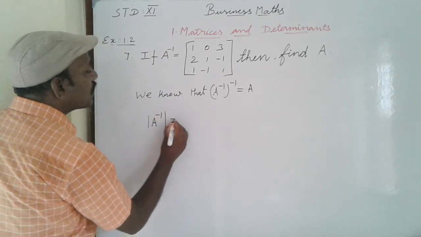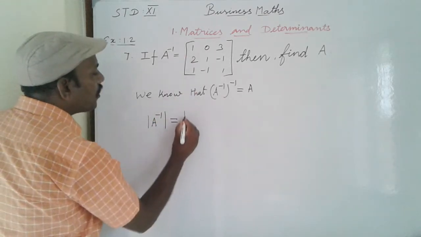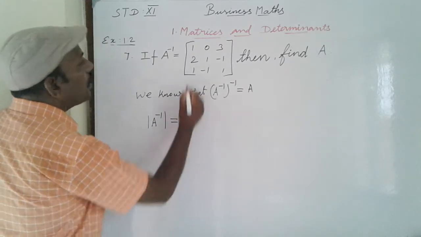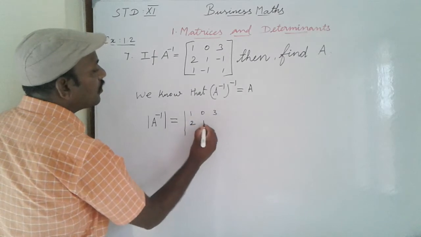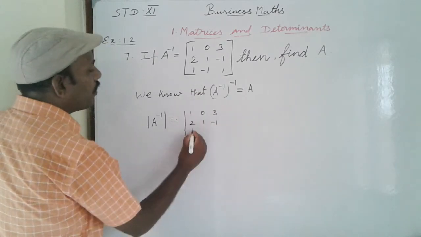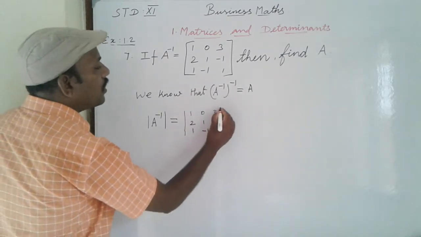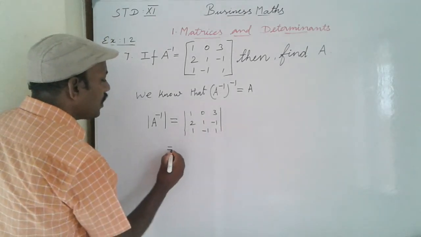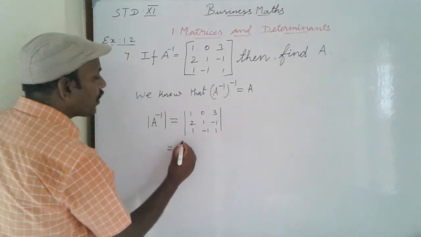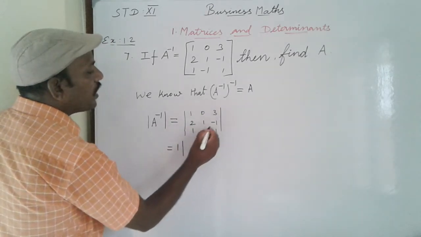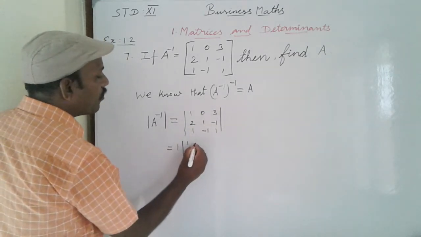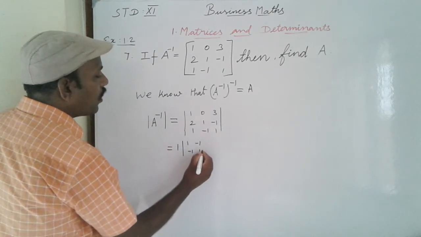Determinant of A inverse is equal to the determinant of the matrix 1 0 3, 2 1 minus 1, 1 minus 1 1. So we should find the determinant value. First, we take the 1 and the modulus of the matrix with its row and column eliminated: 1 minus 1, minus 1 1.